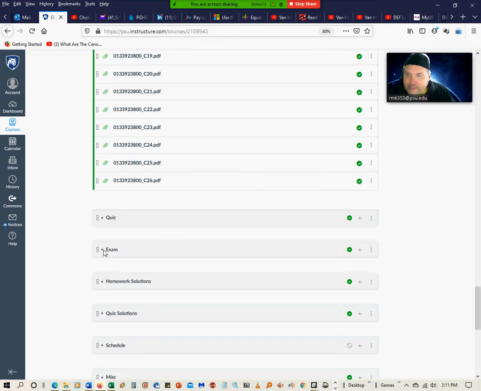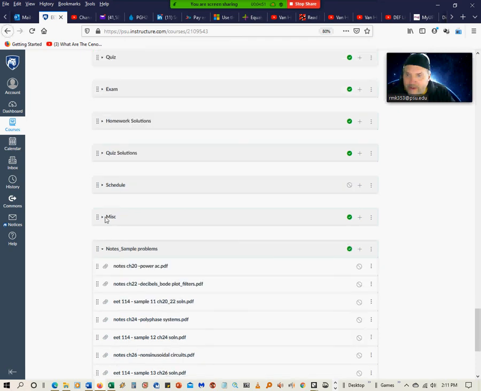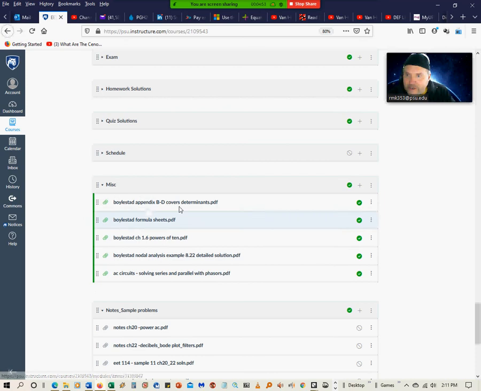And then the exam, same here. And then after the homework is done and closed out, I'll provide solutions in here for the homework. I'll provide quiz solutions in here. A schedule, that might not be posted, probably not. Miscellaneous information, I have determinants in here, formula sheets, powers of 10. I have a detailed solution back from chapter 8 in here.